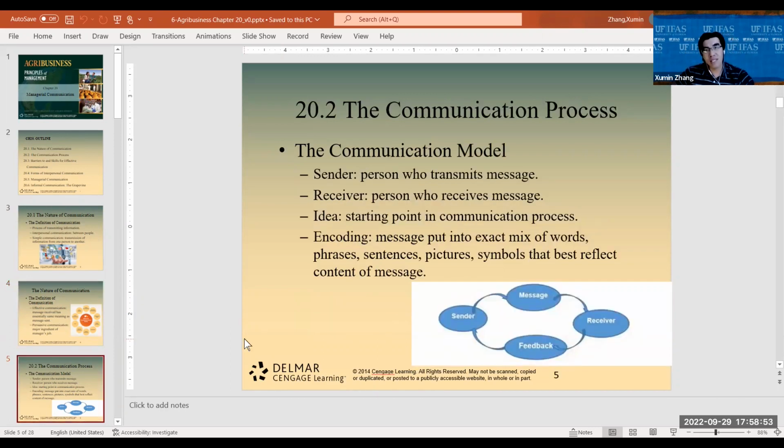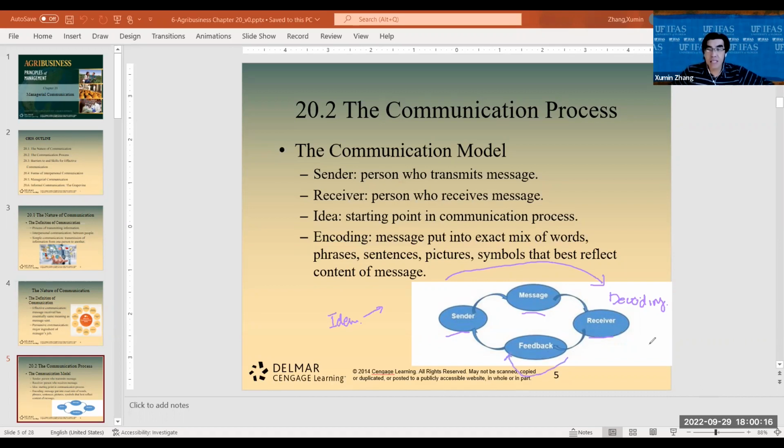Regarding the communication process or communication models, I want to just show you a simple one. From the sender to the receiver, we have the message. The sender should have an idea, right? And then this idea will be encoded to become the message. Then this message gets to the receiver. And then there is another process, which we call decoding. The receiver, after trying to understand this message, will then give feedback.